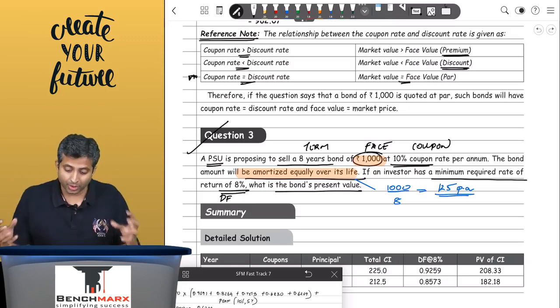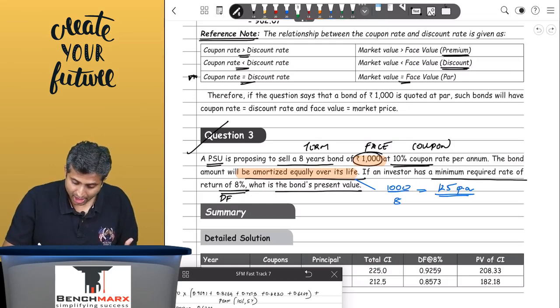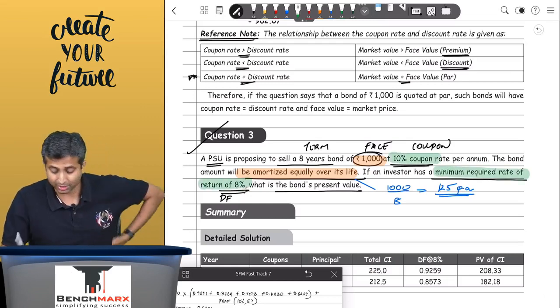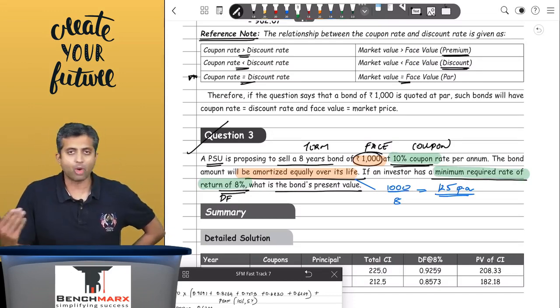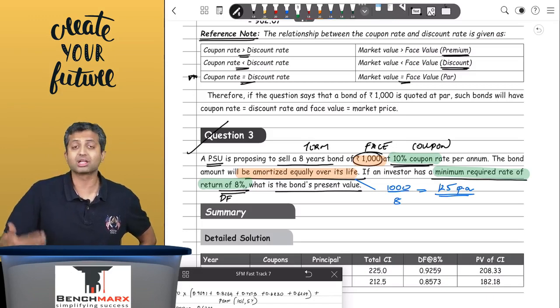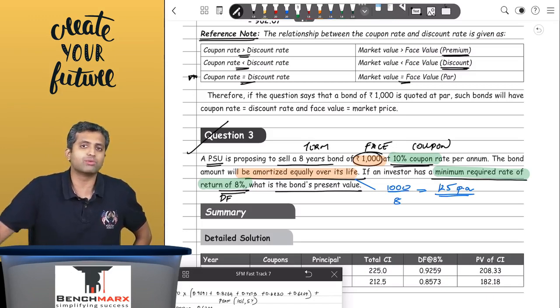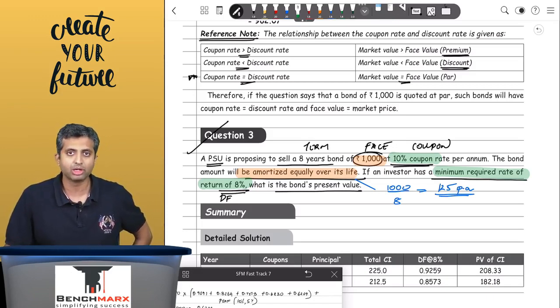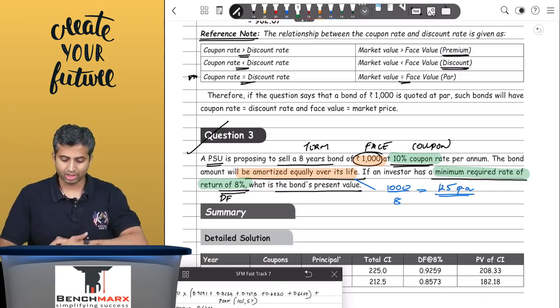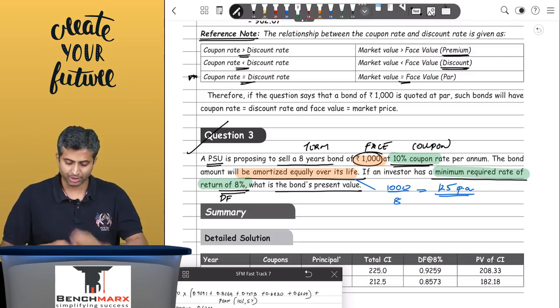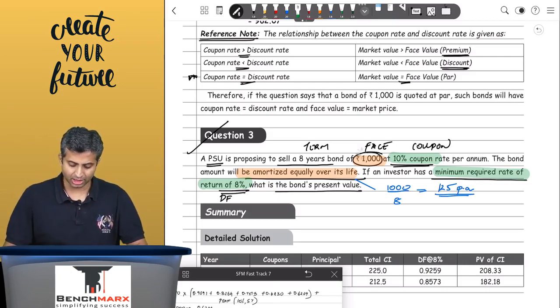Sir, the coupon rate is actually 10% and the required rate of return is 8%. So this bond is giving me more than what I require. And if a bond is giving me more than what I require, this is like a premium bond for which I should be ready to even pay a premium. It's a superior grade bond. I'm requiring 8, the bond gives me 10, and hence my answer will be greater than the face value. Let us see if that is actually the case.